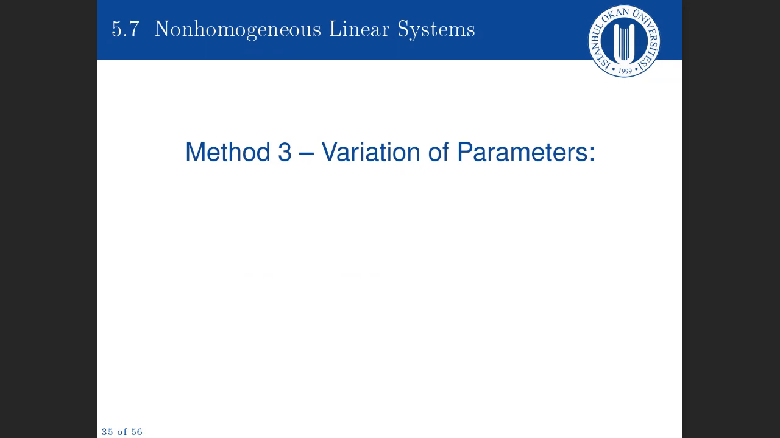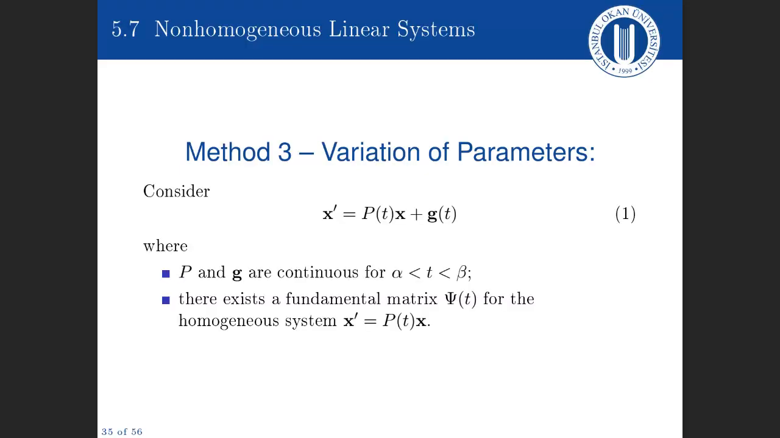Let's move on to method three, method of variation of parameters. Again, think back to chapter three, we've already talked about variation of parameters for second order equations. This time we're going to be considering x prime is equal to P(t)x plus g(t). So this time, instead of a constant matrix, we have a matrix function. We need P and g to be continuous on an open interval, and we need there to exist a fundamental matrix, capital Psi, for the homogeneous system, x prime is equal to P(t)x.